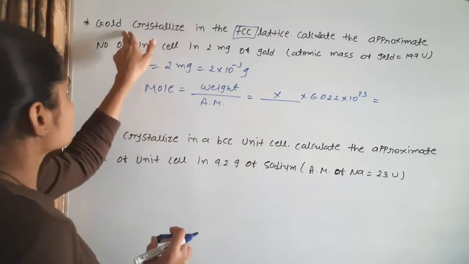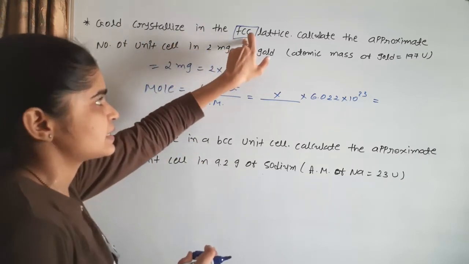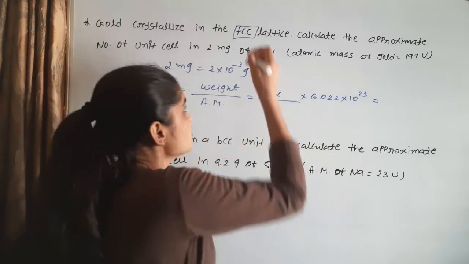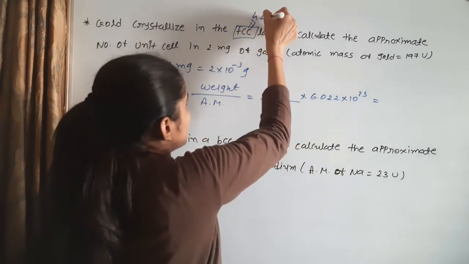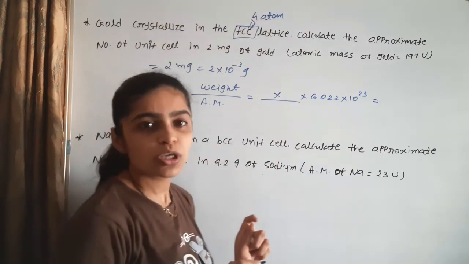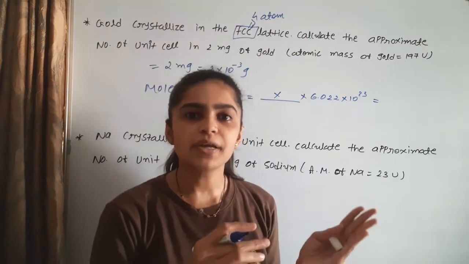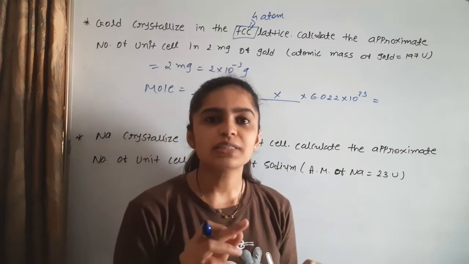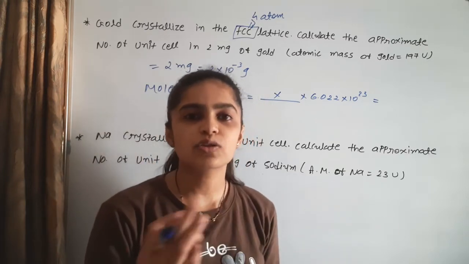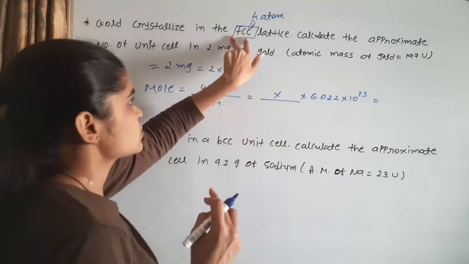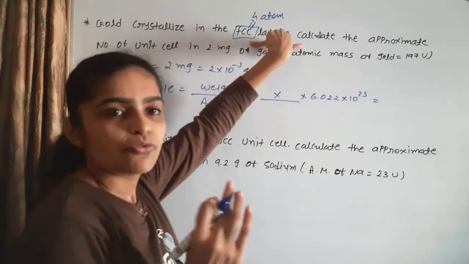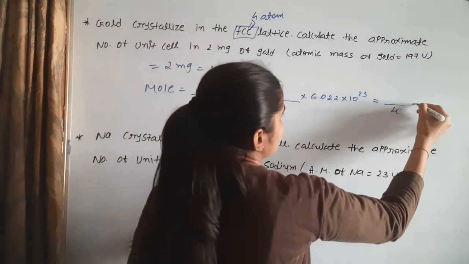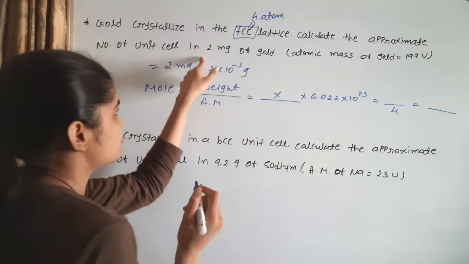Then next, gold crystallizes in the FCC lattice. The FCC lattice contains 4 atoms, because the corners contribute 8 atoms at 1 by 8 each, which gives 1, and all the faces give 3. So 1 plus 3 is equal to 4. So the number of atoms per unit cell is 4. This answer divided by 4 gives the number of unit cells.